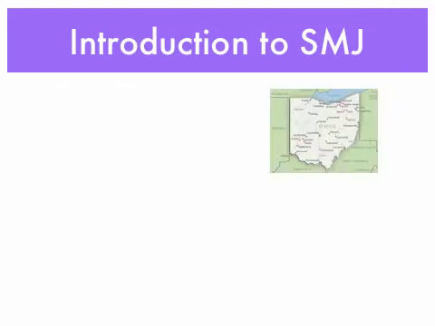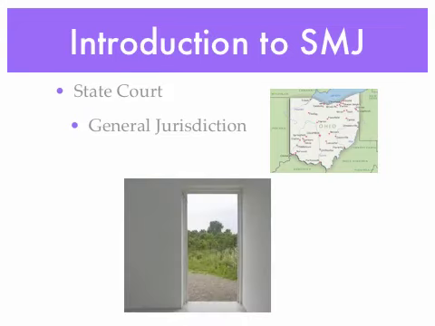State courts, on the other hand, have what we call general jurisdiction. This means the doors are fairly wide open to state courts. Can you think of the only things that can't be filed in state court? That's right, things that are exclusively granted subject matter jurisdiction to the federal courts.